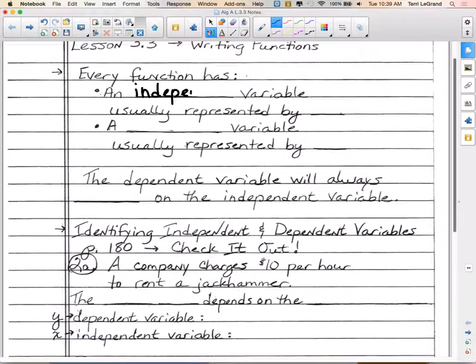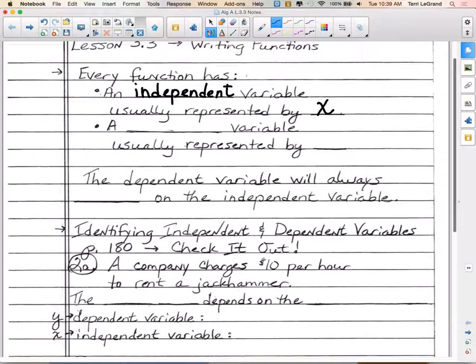So every function has an independent variable, usually represented by x. Now, y does not take over that role. I'm not saying usually x and maybe sometimes it's y. What I mean is, if we're not working with x's and y's, maybe in the function they're calling them a's and b's. Maybe they're calling them m's and n's, okay?